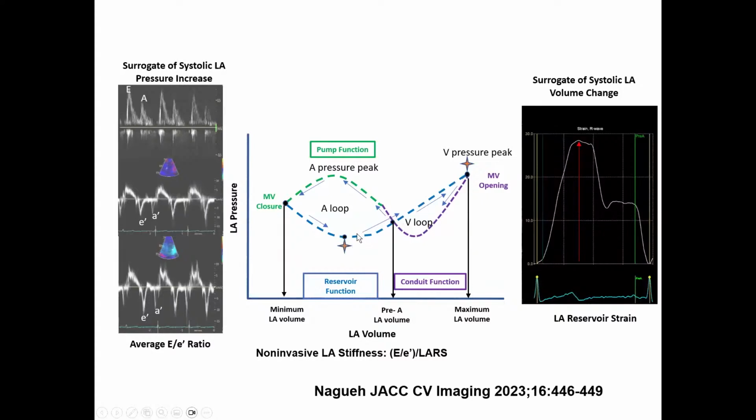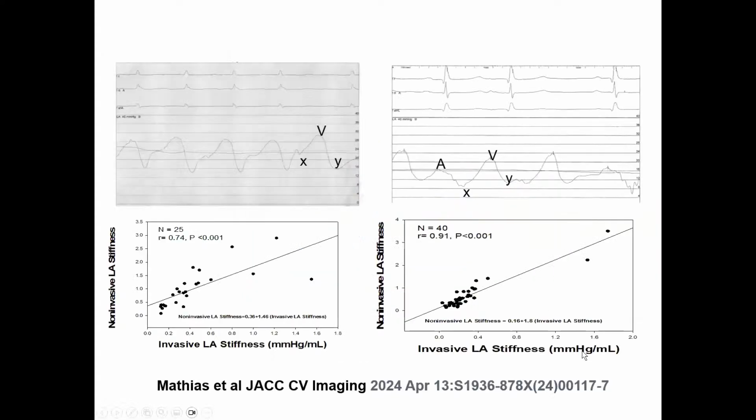A stiffer left atrium has a large change in pressure with a smaller change in volume. So it's the difference invasively between the V wave peak pressure of the left atrium and the X pressure, which is the pressure in the atrium after it relaxes, divided by the change in LA volume, which is the difference between maximum LA volume and minimum LA volume. It is possible for us to assess stiffness invasively with the non-invasive counterpart.